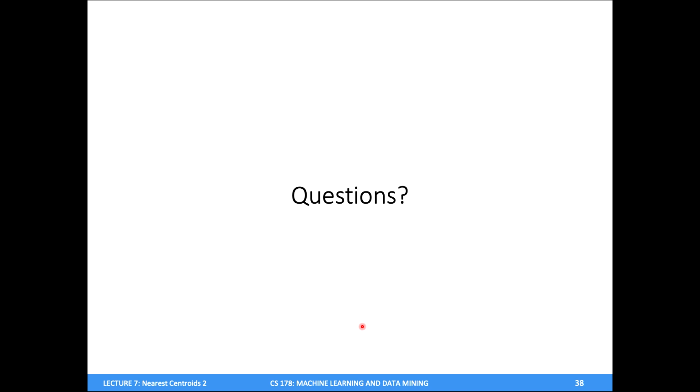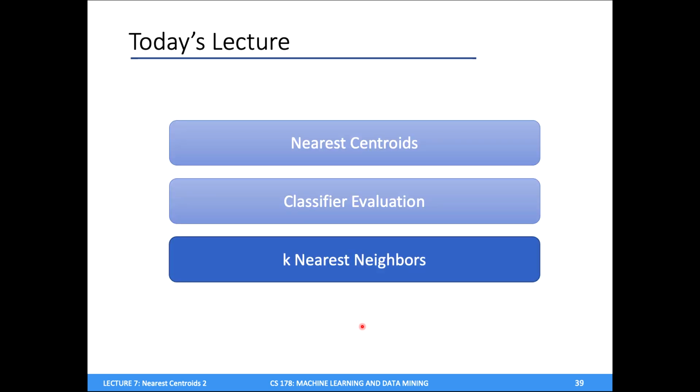Okay, no questions? We can go on to the last part of today's lecture, which is all about the k-nearest neighbors algorithm. As I mentioned, our nearest centroids classifier is too simple for most data sets. So here we're going to introduce a new algorithm called the k-nearest neighbors algorithm, which is a classifier that actually gets used in practice sometimes.